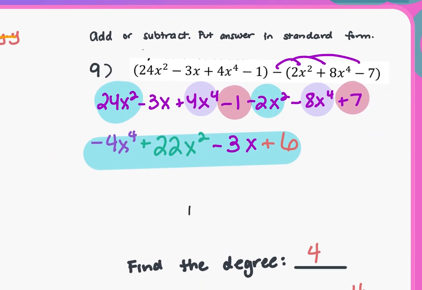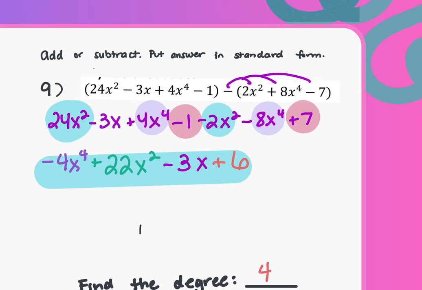For number 9, we're going to distribute the negative. So it changes all the signs. We're going to combine our like terms. So there was 2x to the 4th. I did positive 4 and negative 8. I got negative 4x to the 4th. Then 24x squared minus 2x squared is 22x squared.